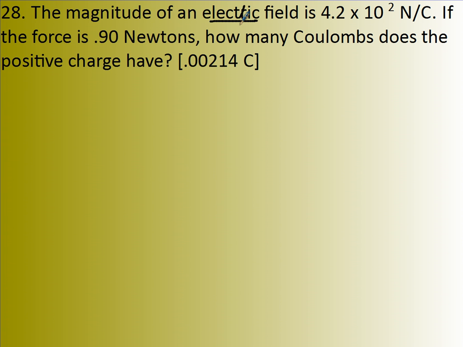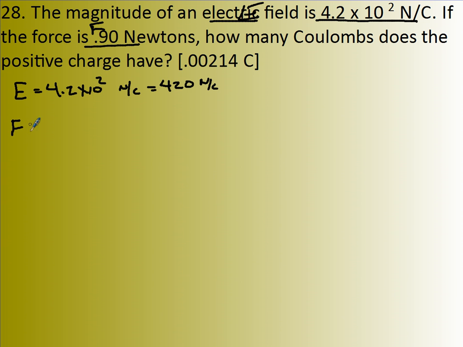Now I'm looking for the magnitude of the electric field, so I'm looking for E. Oh no, magnitude is 4.2 times 10 squared newtons per coulomb, and the force is 0.9 newtons. How many coulombs does the positive charge have? Well, E is equal to 4.2 times 10 squared newtons per coulomb. By the way, you can write this as 420 newtons per coulomb. F is 0.9 newtons. So F is QE. I'm looking for Q, so I divide both sides through by E.